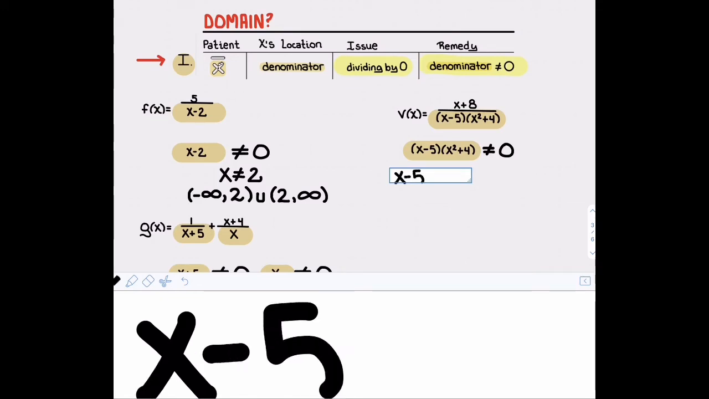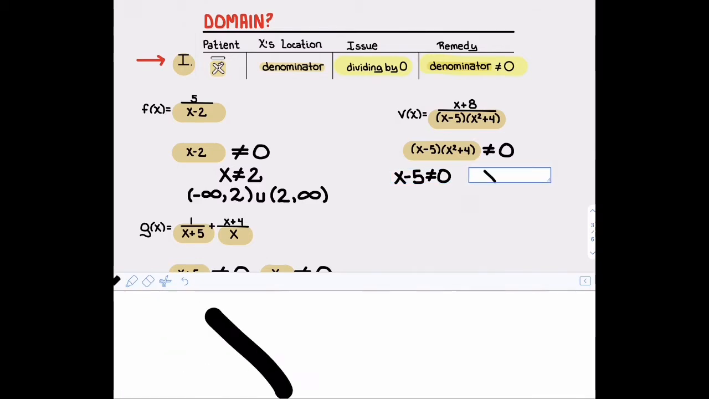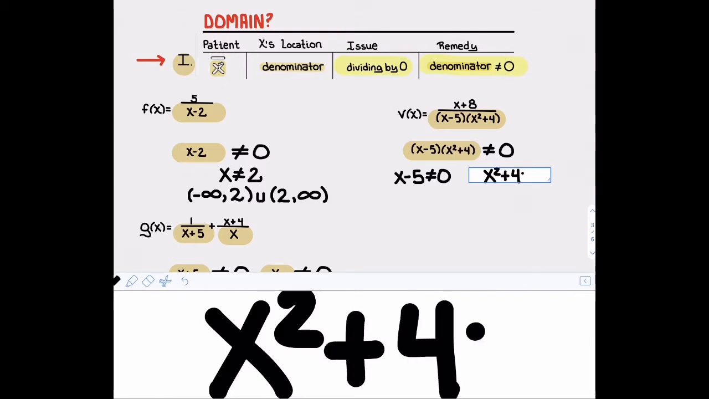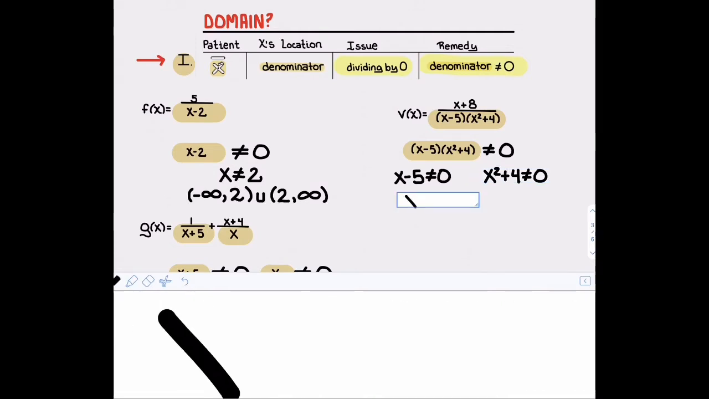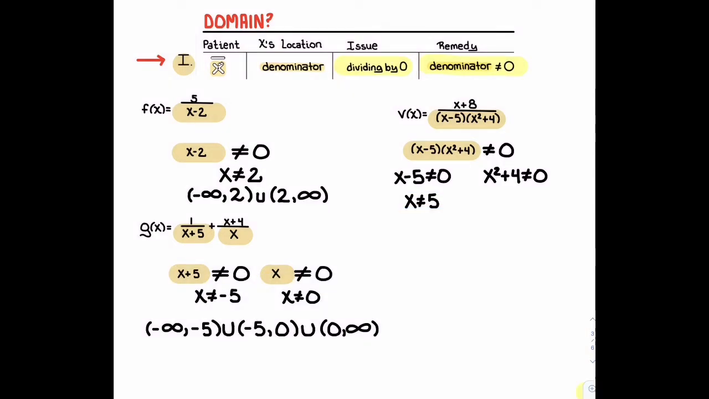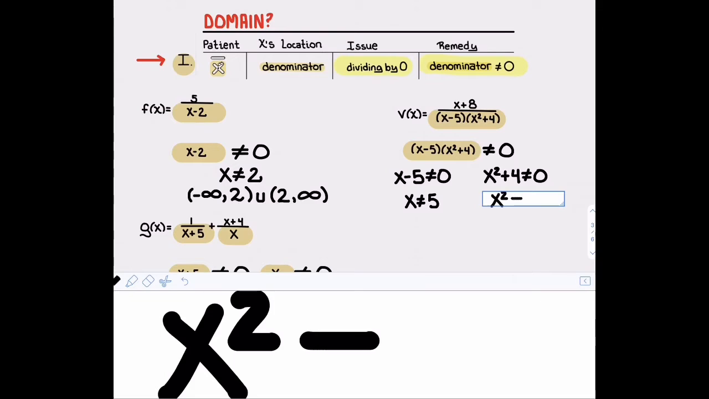So then I'm going to set each piece equal, or I should say not equal, to 0. And then I'm going to solve each one of these mini equations. By adding 5, we find that x cannot equal 5. When solving x squared plus 4 does not equal 0, we start by subtracting 4 from both sides.